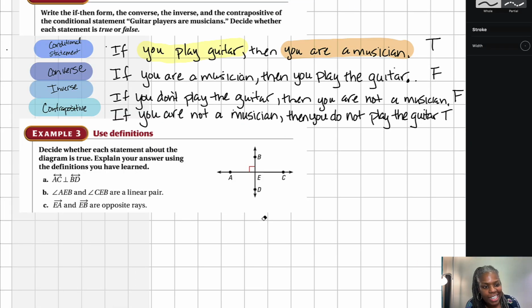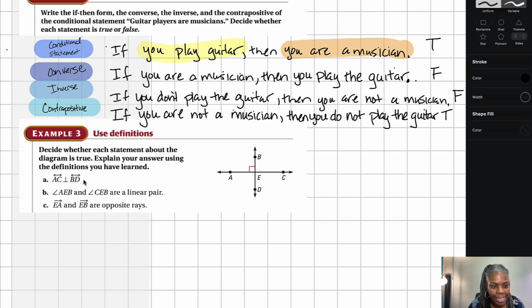So we're looking at example 3, and we're going to decide whether each statement about the diagram is true. And what we're going to do is use definitions to do so. The definition of perpendicular lines is that there are two lines that intersect to form a right angle. So I look and I say, hey, AC and BD do intersect to form this right angle. They are indeed perpendicular. So that statement is true by the definition of perpendicular.